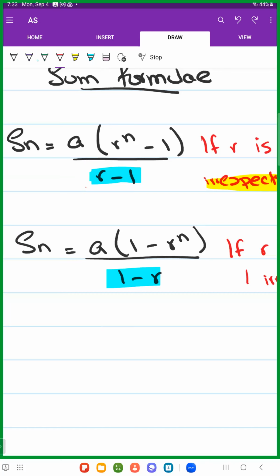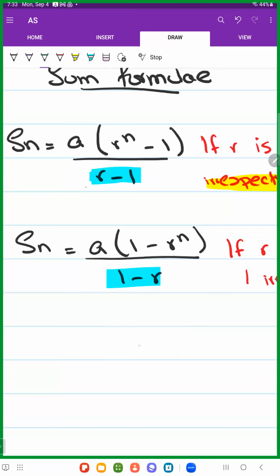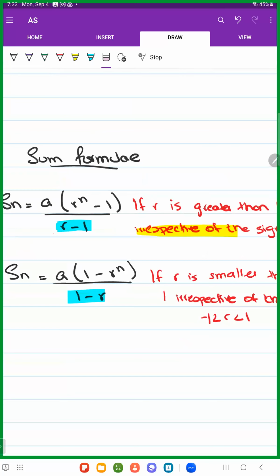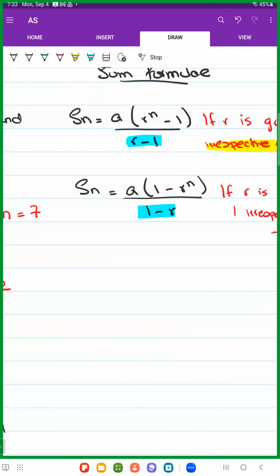Okay? So for example, R is minus 1.5 or 1.5. In both cases, the sign doesn't matter. We will use the first formula because it's going to be 1.5 minus 1. Okay? We use the second formula when we have, for example, R as 0.5 or 0.75 or 0.25, when it's less than 1. Then it's going to be 1 minus 0.5 or 0.25. All right? Are you guys clear? Yes, miss. Okay. Are you sure you're clear? You can ask me if you're not.